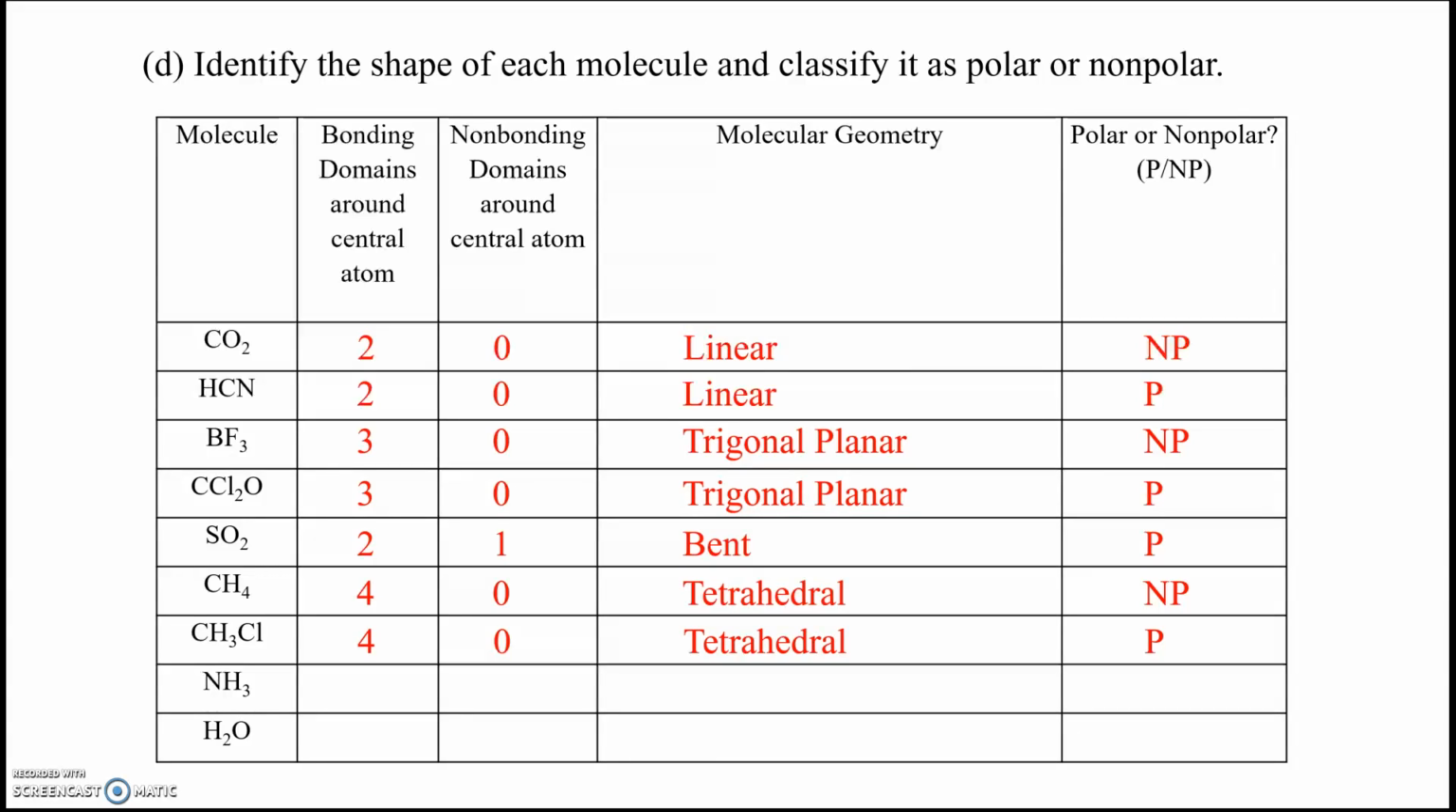All right, next one is ammonia, NH3. 3 bonding domains, 1 non-bonding domain, trigonal pyramidal in its shape. You would think if it's trigonal pyramidal that there would be a non-polarity about it, but it is polar because it's got the 1 pair of non-bonding electrons, and that gives it a net dipole.